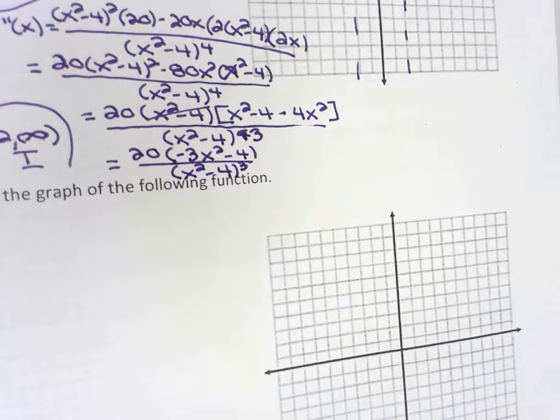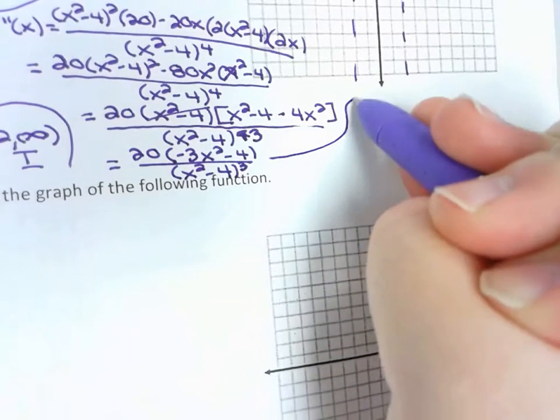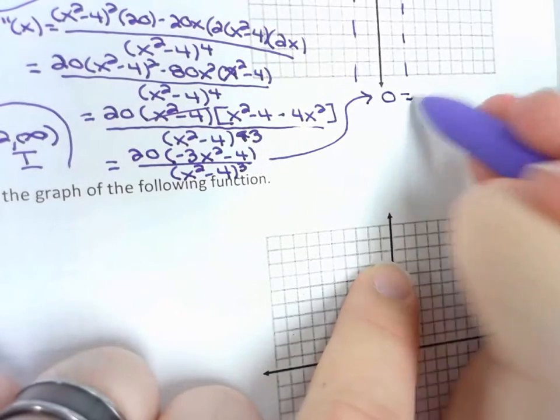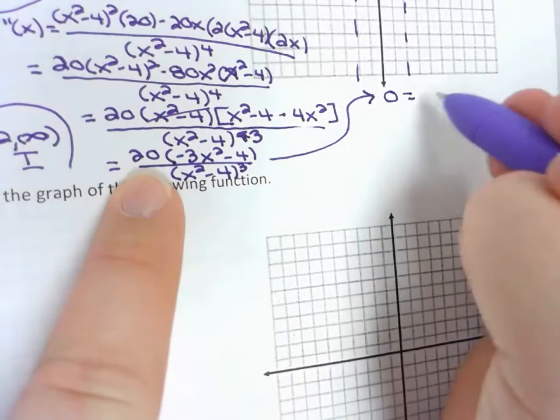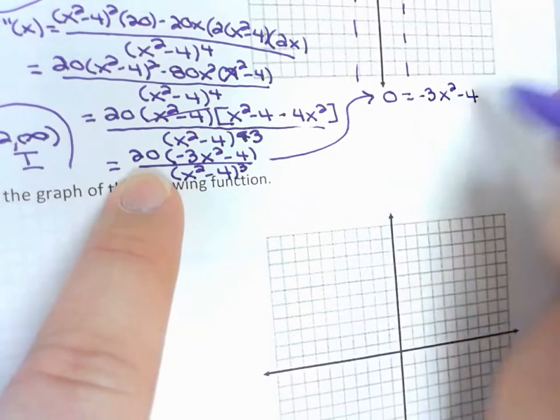Now I want to go through and find the inflection point. So I take my second derivative and do what with it? Set it equal to 0. So if I set it equal to 0, I don't have to be worried about the denominator part. I also don't have to be worried about the what? 20, because I'm going to be dividing by 20. So I'm just going to set it equal to negative 3x squared minus 4.